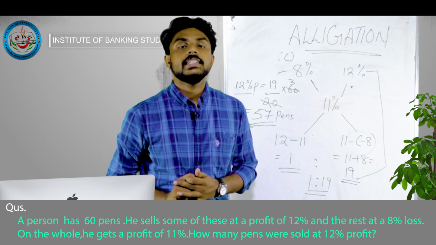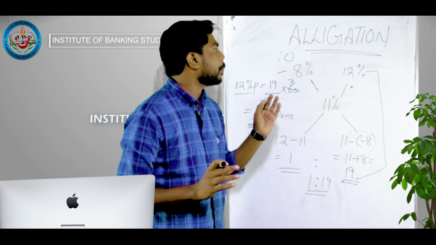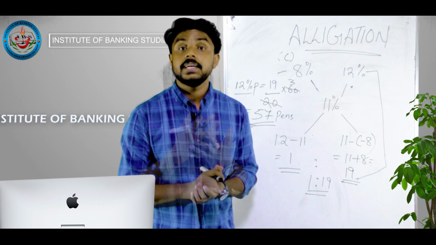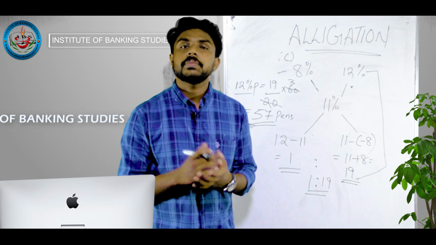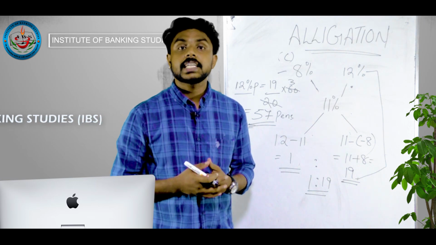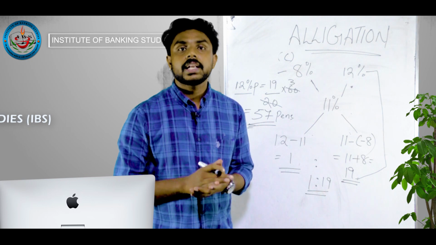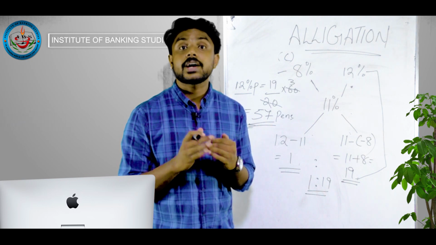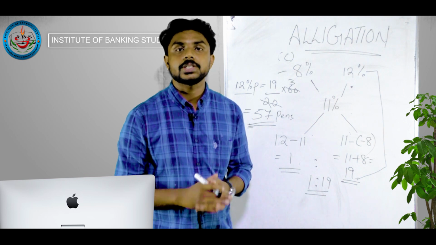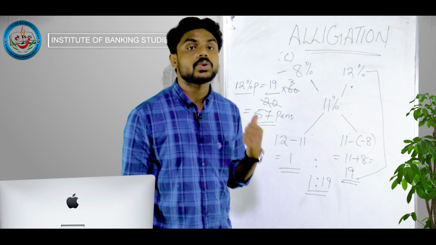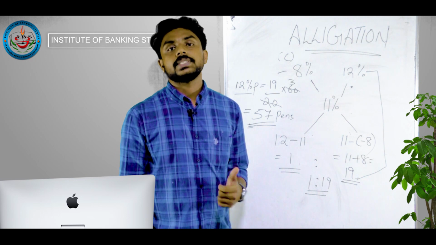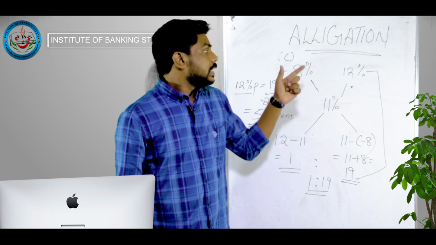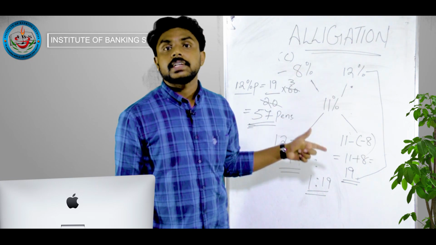Okay. This is the way we solve a problem through allegation. Actually, it is a problem on the topic of profit and loss. When we do it through profit and loss, it takes a lot of time. As banking aspirants, we need to save our time while maintaining speed and accuracy. So allegation is the best topic to solve these kinds of problems. We have already discussed the introductory part in the first session, and now we are solving a problem on that topic.